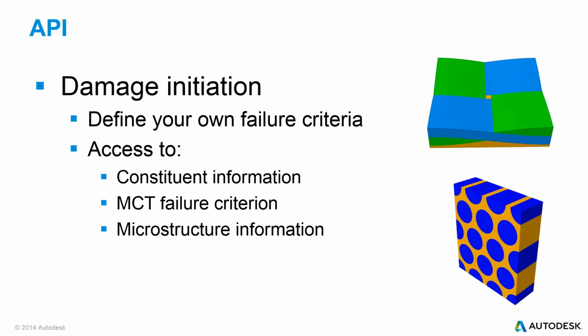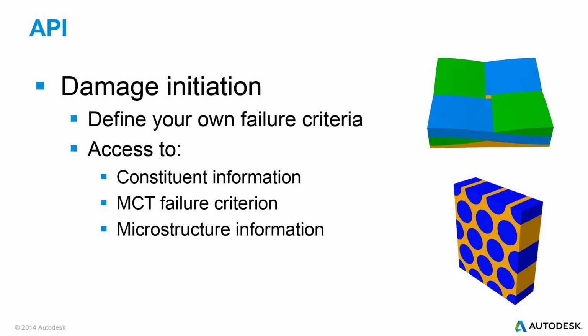On the continuous fiber side, we've also included an API for damage initiation. What that allows customers to do is to define their own failure criteria. Autodesk Simulation Composite Analysis offers a host of failure criteria that you can use in an analysis, including max stress, max strain, Hashin, Tsai-Hill, and Tsai-Wu. But a lot of times, users want to define their own failure criteria. And more than that, they want to work at the fiber and the matrix level, so they want to define failure in the fibers or the matrix independently.